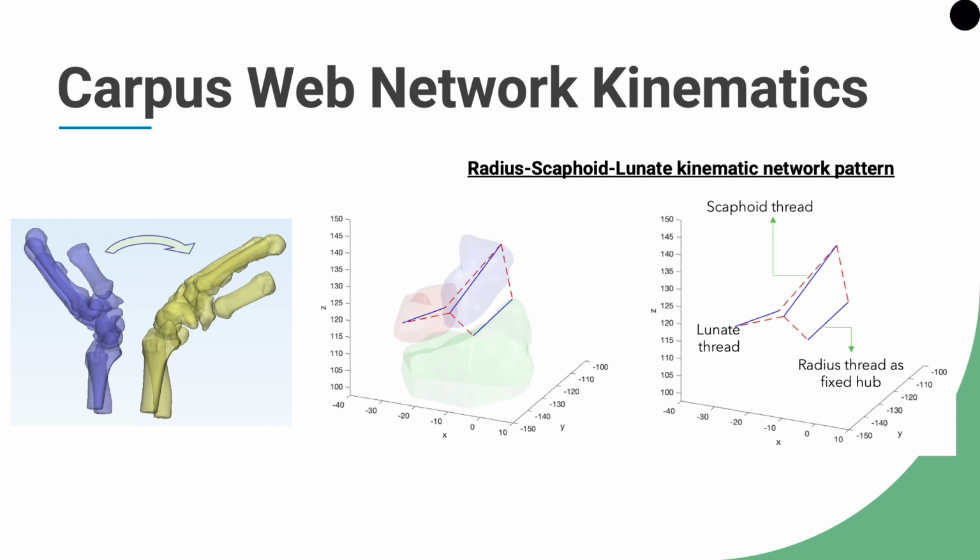So here's an example, the network between the scaphoid and lunate with the radius as the fixed reference hub. As you can see, as the wrist is moving from extension to flexion, the geometrical shape, or the irregular quadrilateral shape here, changes in terms of the thread length, as you can see from the blue solid line and the dotted red lines, and the angles between them, which we use for further analysis.